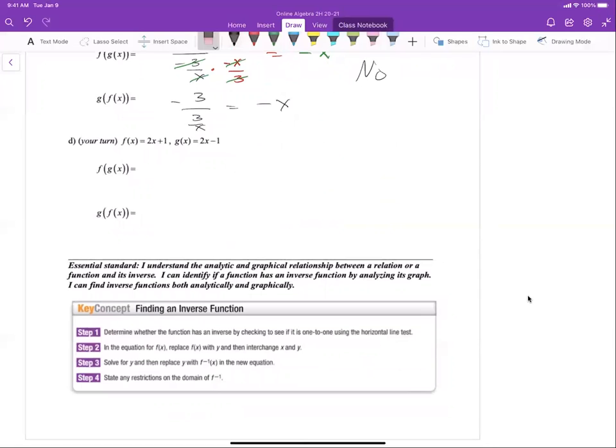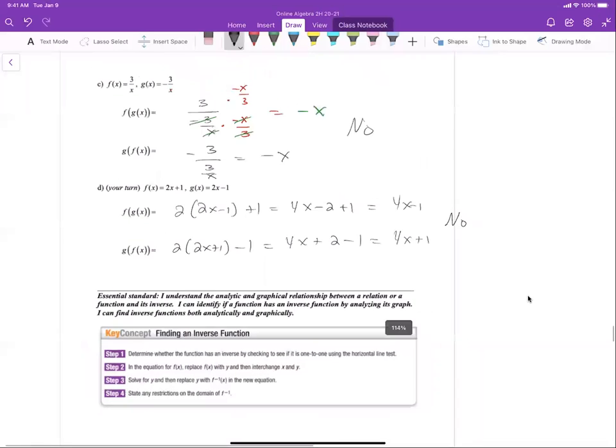Welcome back. I have to input g of x into f, so I get 2 times 2x minus 1 plus 1. That becomes 4x minus 2 plus 1. That is equal to 4x minus 1. Now you already know that the answer is no. It's not an inverse function. g of f of x, I get 2 times 2x plus 1 minus 1 equals 4x plus 2 minus 1, and I get 4x plus 1. The answer is no. All right.